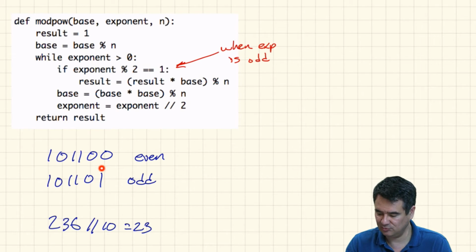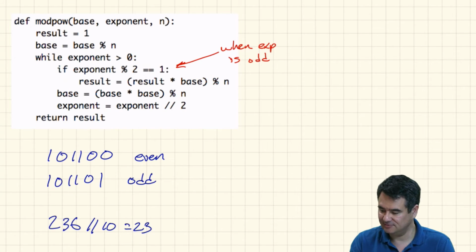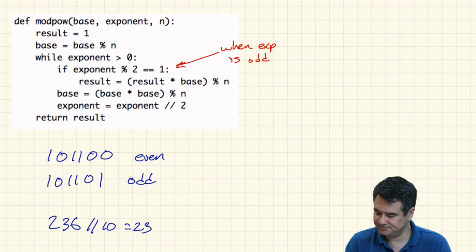It's essentially working its way through the binary number from right to left. And anytime there's a 1 sitting in the rightmost column, it's going to do this thing in the middle. So this thing in the middle is to take the result, multiply it by the base, do modulo n again to knock it down to size, and then store that back in the result. Then regardless of whether there was a 1 there in the rightmost column, it's going to take the base and square it, and then do modulo n. And then as we described before, it's going to take the exponent and divide it by 2.